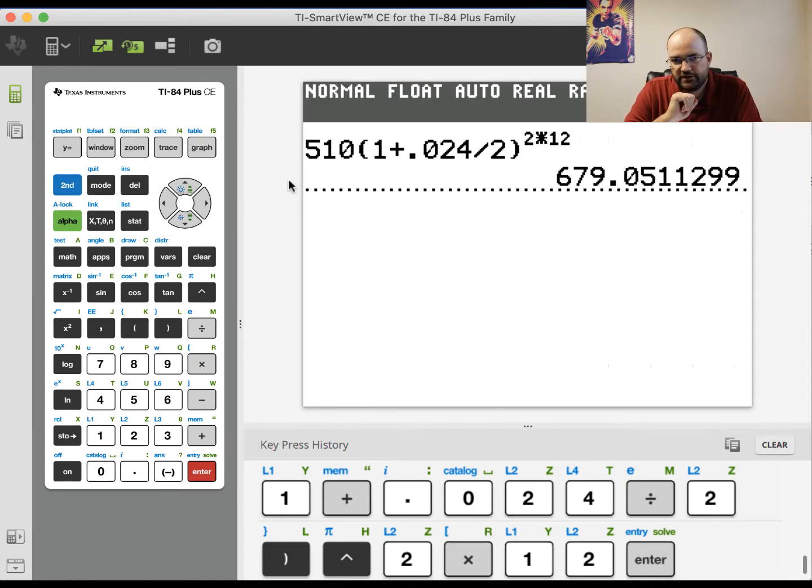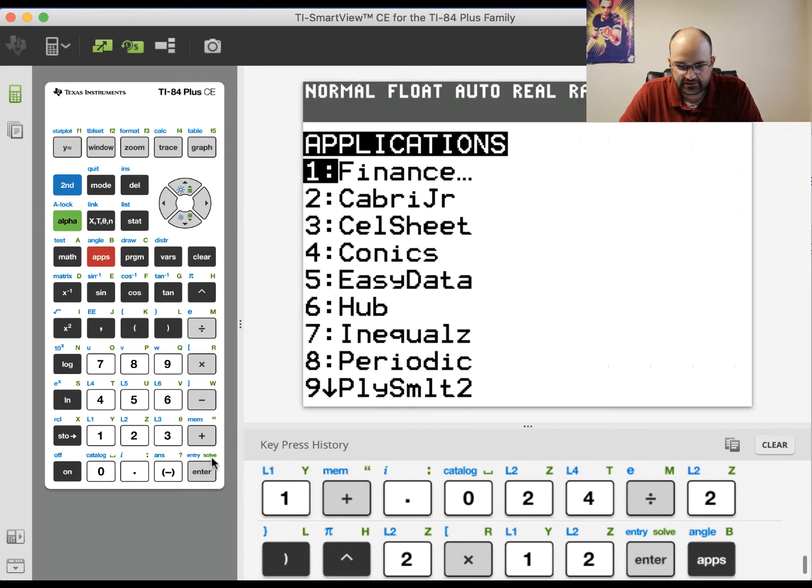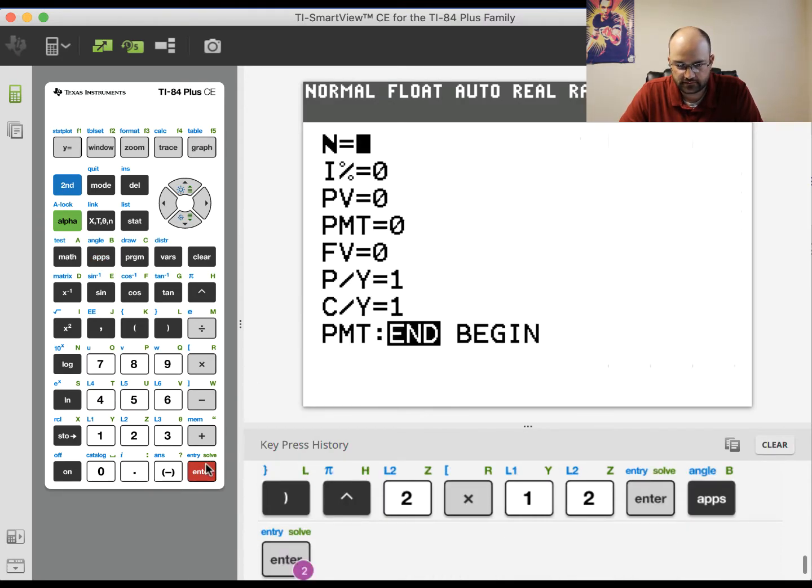But I do want us to go ahead and talk about something that's very nice on the calculator and get used to this. Okay, so if you go to Apps and then on Finance, click Enter and then TVM Solver. This is going to be important.